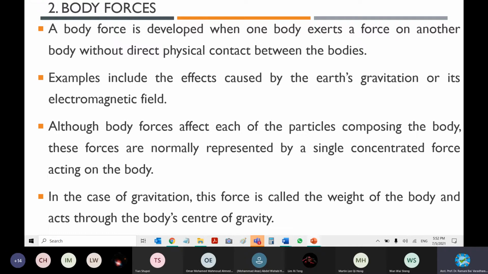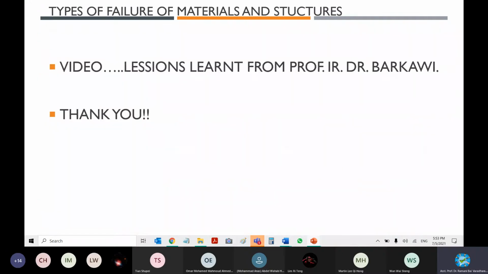So if it is a mixed type, then it is a problem. We have to determine one by one. But if it is of uniform composition, you can easily determine by a resultant value. In the case of gravitation, the force is called the weight of the body, and acts through the body's center of gravity. So naturally, you must find the center of gravity by following the centroid of the body if it is symmetric. If not, you have to account for the eccentricity effect.